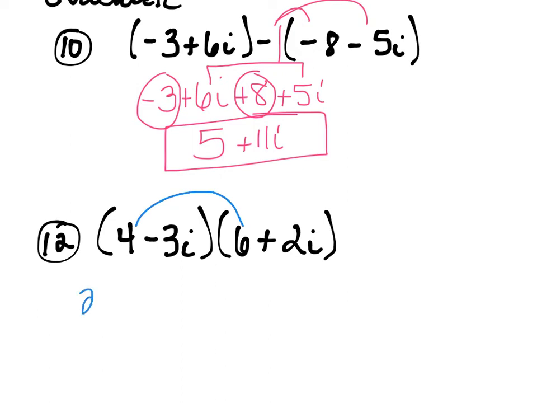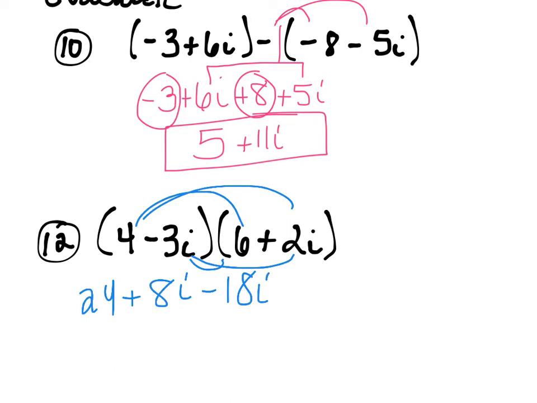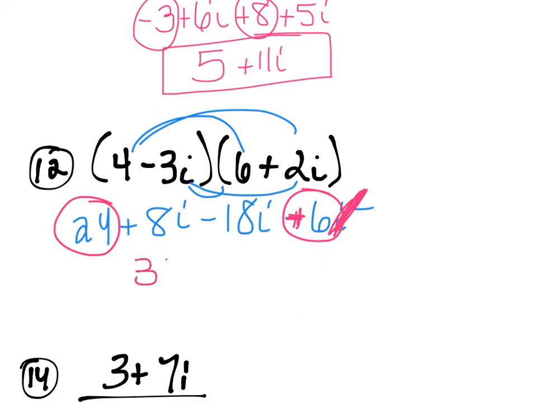4 times 6 is 24. 4 times 2i, 8i, good. Negative 3i times 6, negative 18i. And then negative 3i, positive 2i. As soon as you see i squared, cross it off and do what? Change the sign. Remember I told you your reals will be on the outside. So what's 24 plus 6? 30. Guys, notice how I circle and I keep the sign with it so I don't mess that up. Whatever sign is in front of the number stays with it. So then here I have 8i minus 18i. Perfect. Good job.